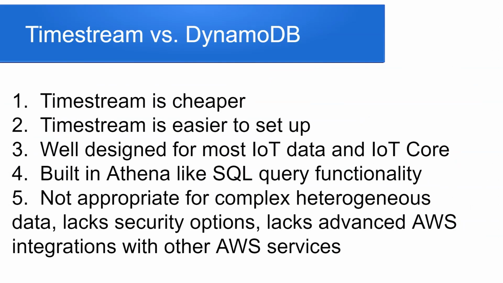So what may be the difference between Timestream and Dynamo? Well, first of all, in my experience playing with this for a couple of weeks, Timestream's a lot cheaper. That's the good news. Timestream's also much easier to set up. We can set it up directly from AWS IoT Core without too many problems. It also has built-in Athena-like SQL queries.